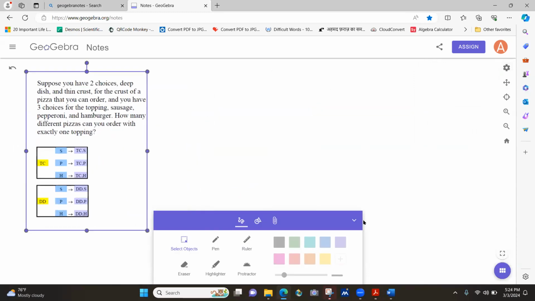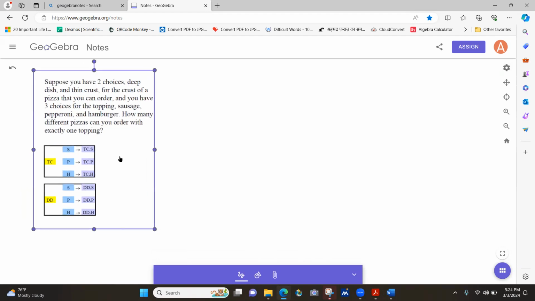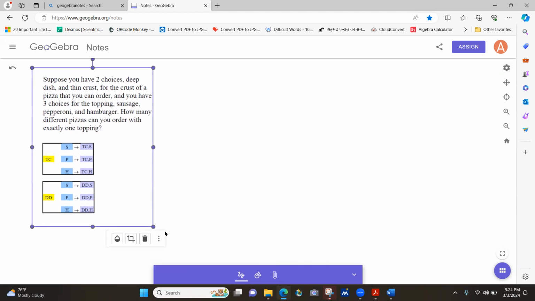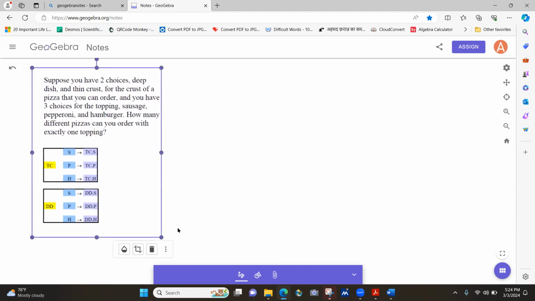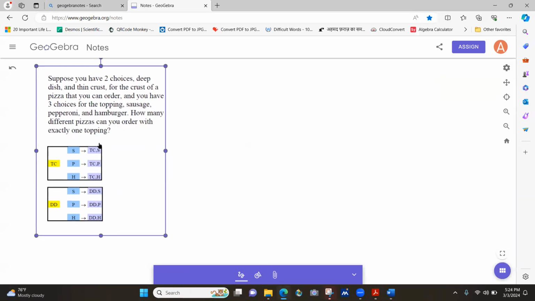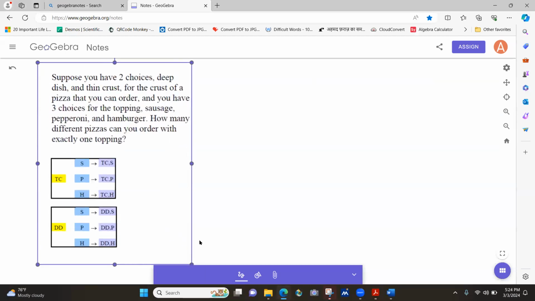All right, so what's going on here, guys, is let's say you're at a pizza restaurant and you're buying pizza. You have two types of crusts, deep dish and thin crust. TC stands for thin crust, deep dish, DD. And you have three types of toppings. You get to choose only one topping at a time: sausage, pepperoni, hamburger. How many pizzas would you order? Well, the answer is very simple.